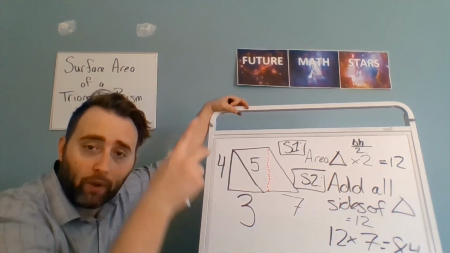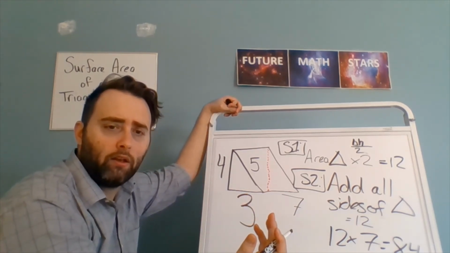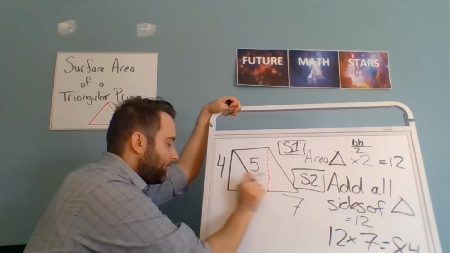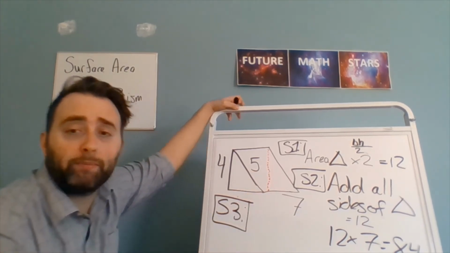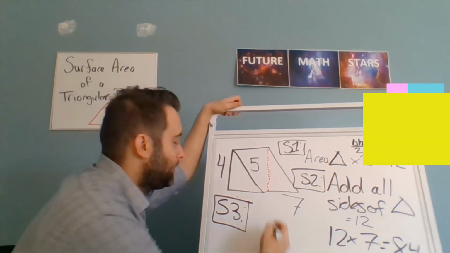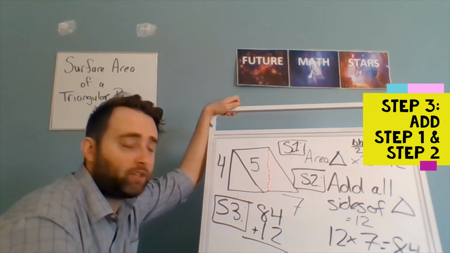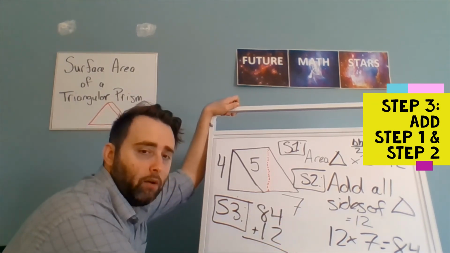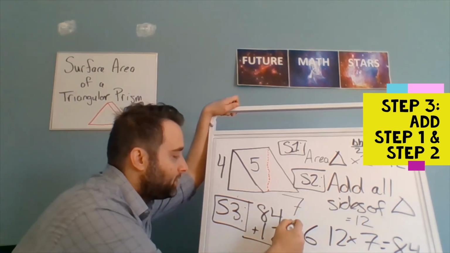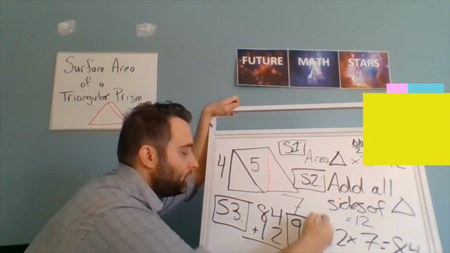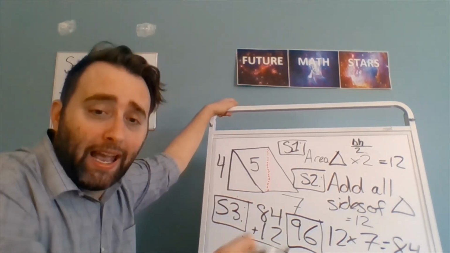We have step 1. We have step 2. Step 3. I'm going to erase this 3 so I have room. Step 3 is merely adding those 2 numbers together. 84 plus 12. 4 plus 2 is 6. 8 plus 1 is 9. Final answer: 96.